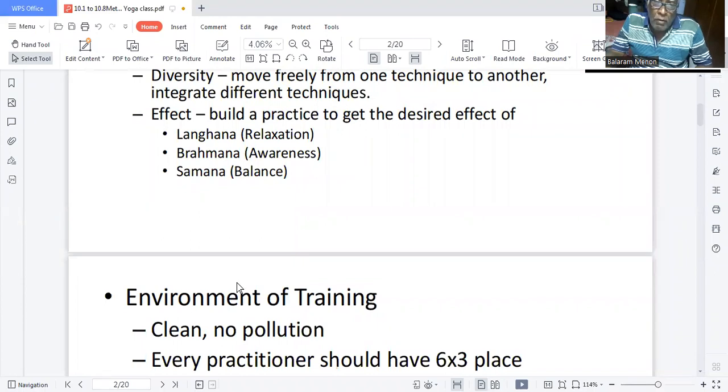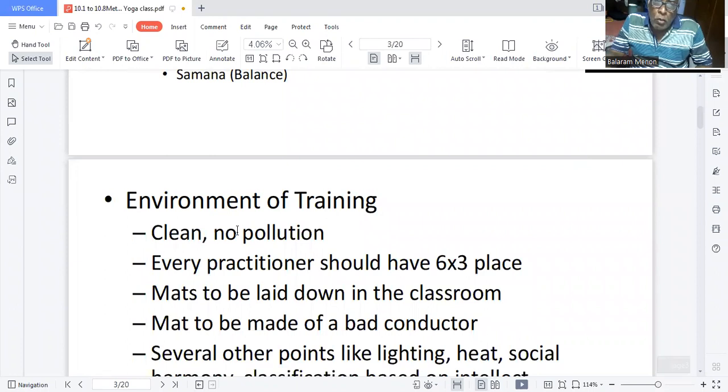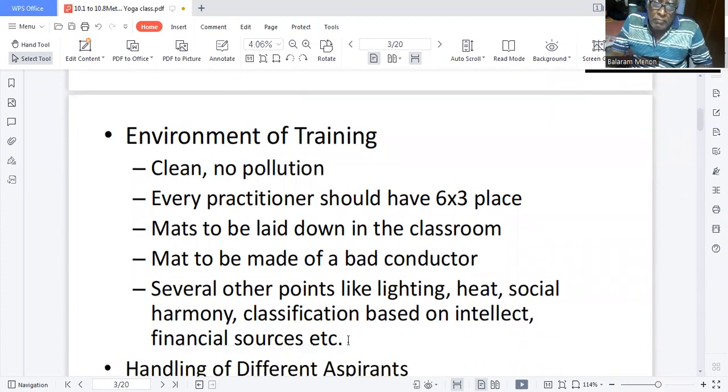Now, what is the environment for teaching? What is the environment of training? Clean, no pollution. Every practitioner should have a 6 feet into 3 feet place. A mat should be laid down in the classroom. The mat can be made of a bad conductor. Several other points like lighting, heat, social harmony, classification based on intellect, financial sources, etc.